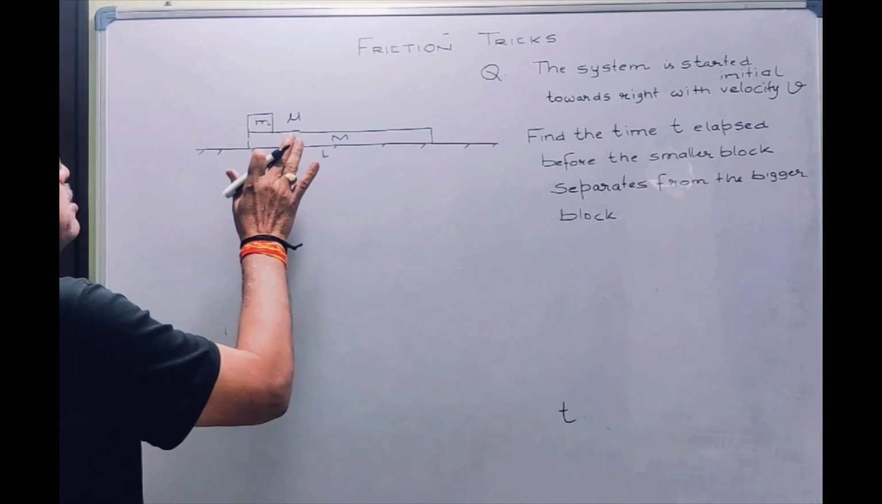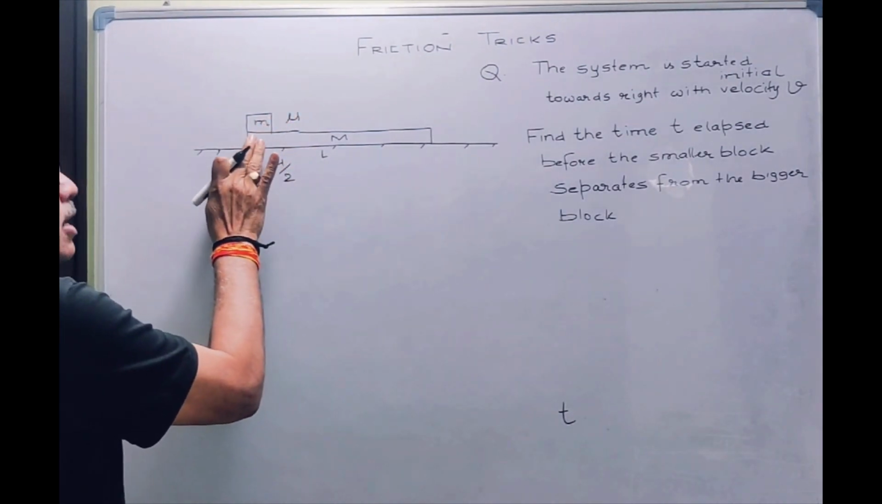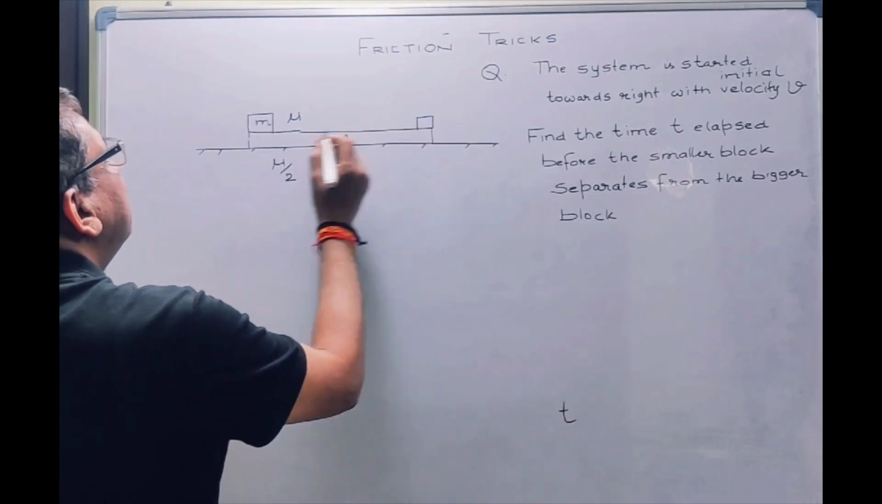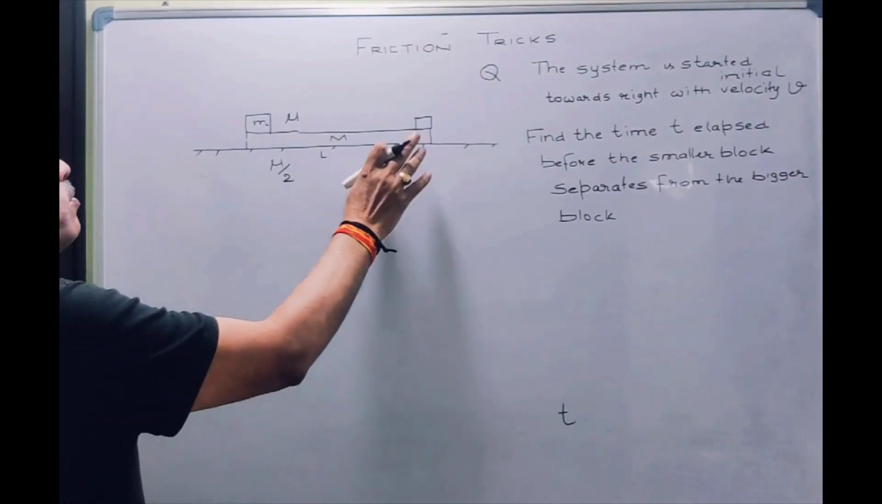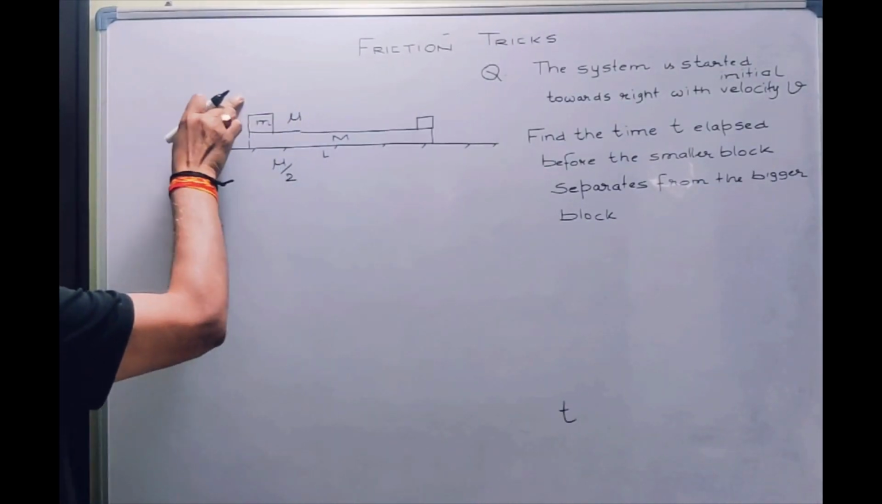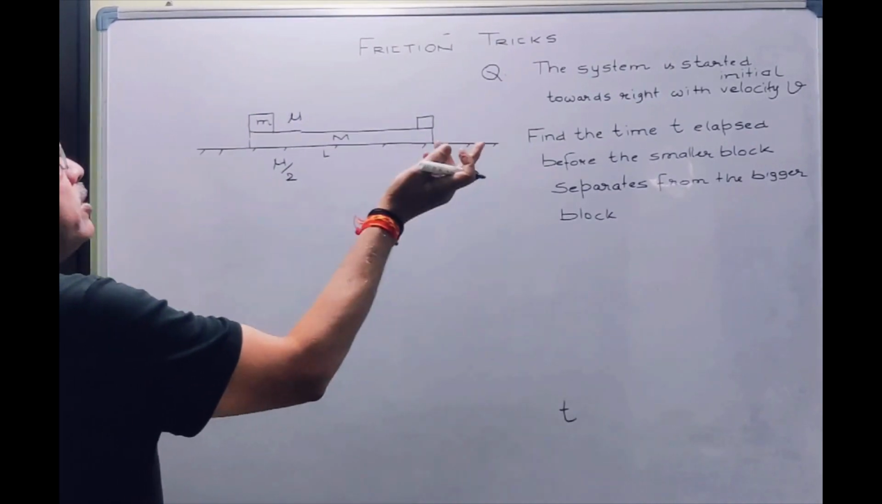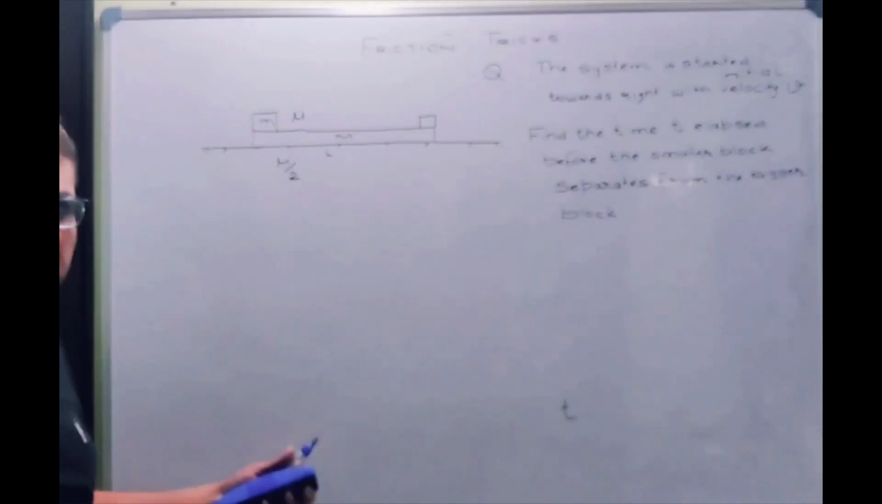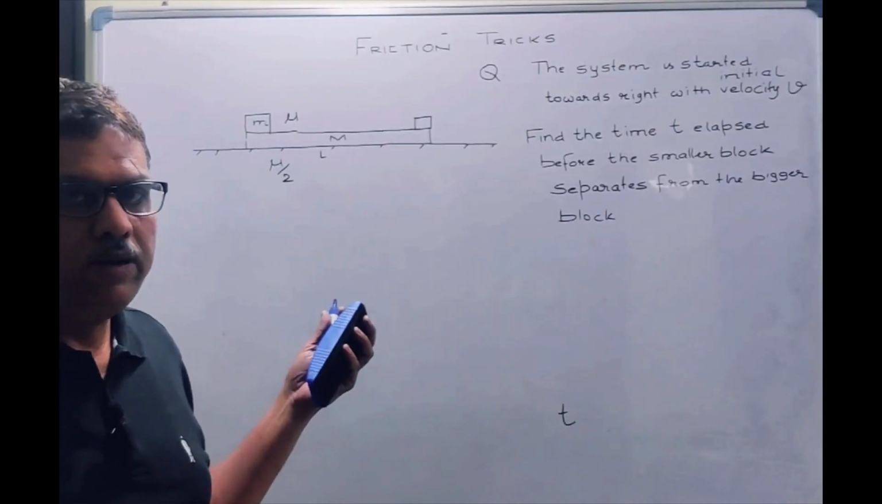Now in that situation, if this block is not at the left end but at the right end, let us say, then what will happen? This will be accelerated more, this will be less. So after time t, it will fall down. The same way you can find out the answer for the time in which it will separate.